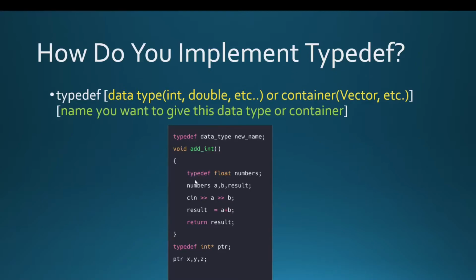Here is an image of how typedef works. You just put the typedef here, and then this person used float, and renamed float to numbers. So instead of putting float A, B, result, you could put numbers A, B, result, and this whole variable can work as a float. So without further ado, I'm going to show you how it's done.